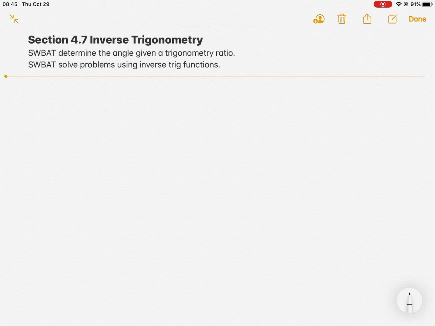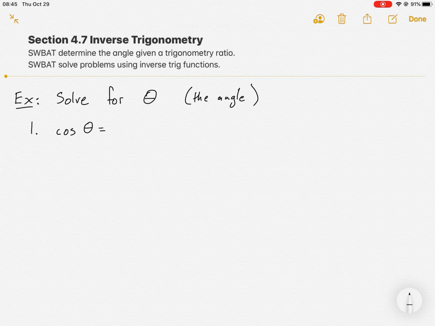So to start off with, before we actually define the trig functions, I want to give you a quick example to show you that a lot of this you can do without even using inverse trig. So for example, let's just say I gave you a problem that said solve for theta. So in this case, we're solving for the angle. And we'll do two different problems. The first one is cosine of theta equals, let's do the square root of 3 over 2. So cosine of theta equals the square root of 3 over 2.